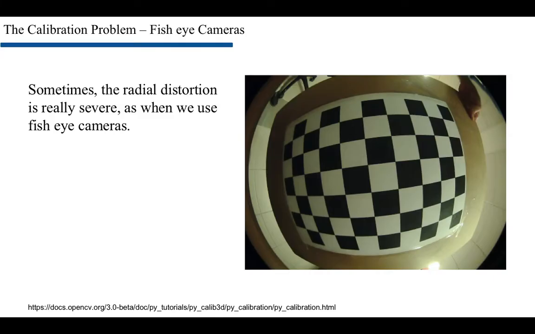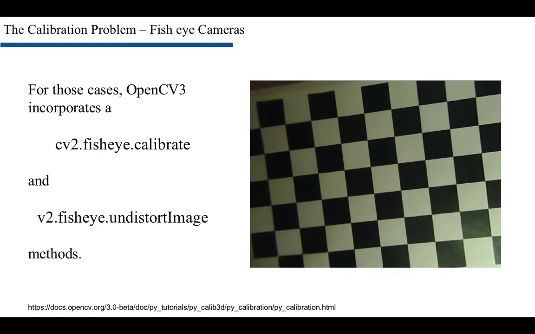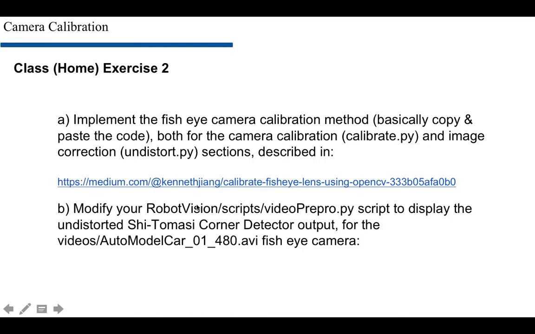This is really distorted, but fortunately, in OpenCV there are special functions for calibrating such cameras. I mean, actually it's the same, it's just that the optics introduce a lot of distortion. It's really severe, but fortunately OpenCV 3, not version 2, but version 3, also incorporates a fisheye calibrate method and a fisheye undistort image method. Oh, great! So let's take the second exercise. You need to implement the fisheye camera calibration method.